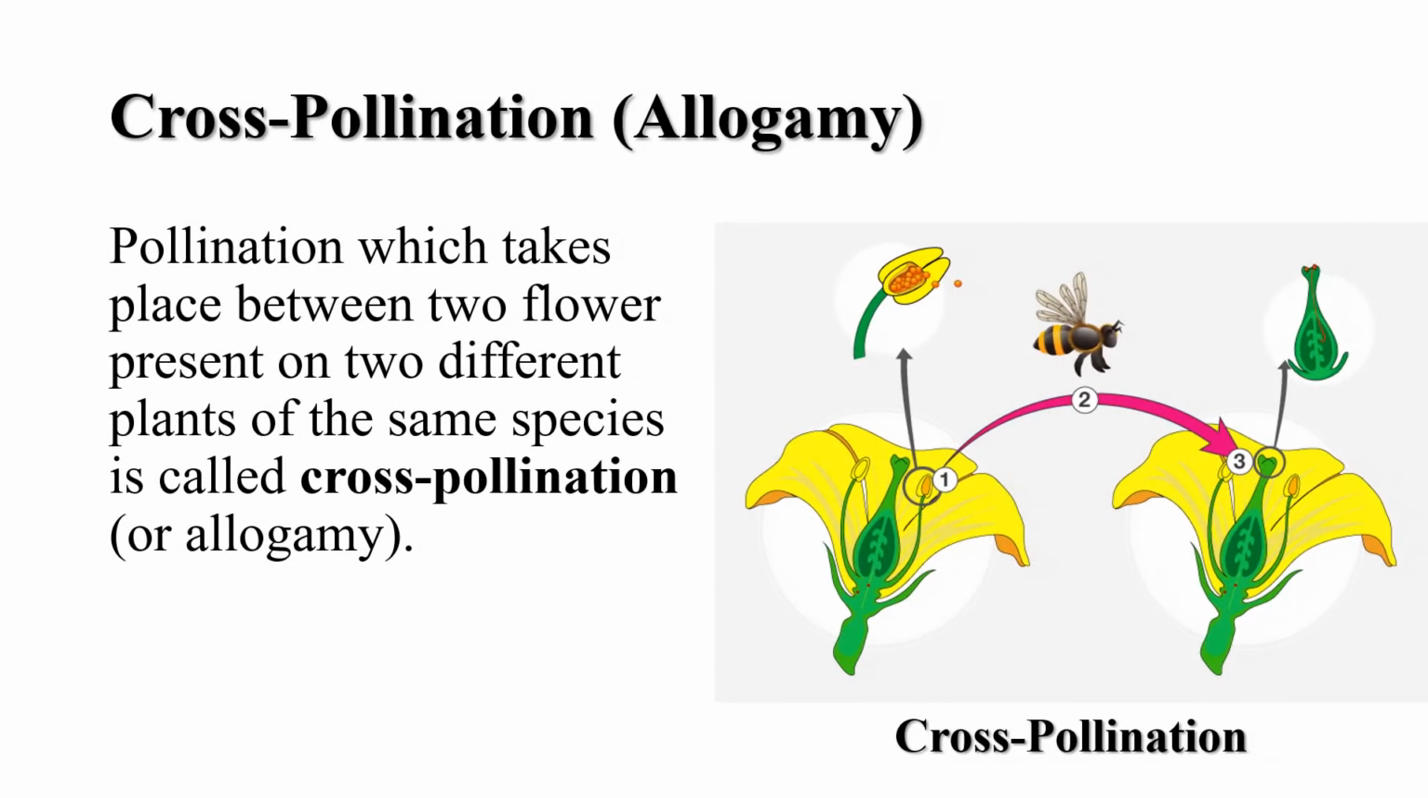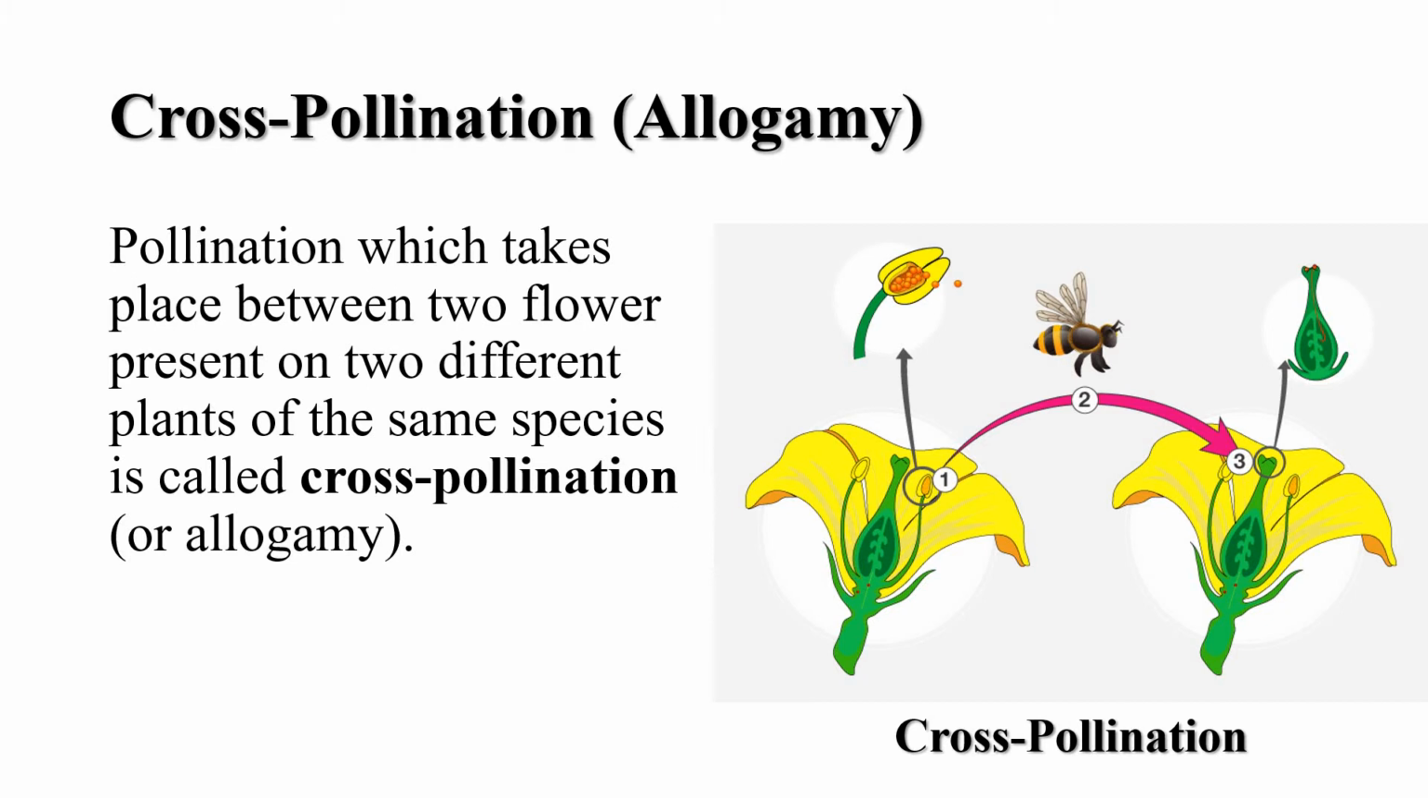And now let us know about cross-pollination or allogamy. The pollination which takes place between two flowers present on two different plants of the same species is called cross-pollination or allogamy. In the picture, you can see there are two different flowers of the same species. If the pollen grains from the first flower are transferred to the second flower, then this type of pollination is known as cross-pollination.